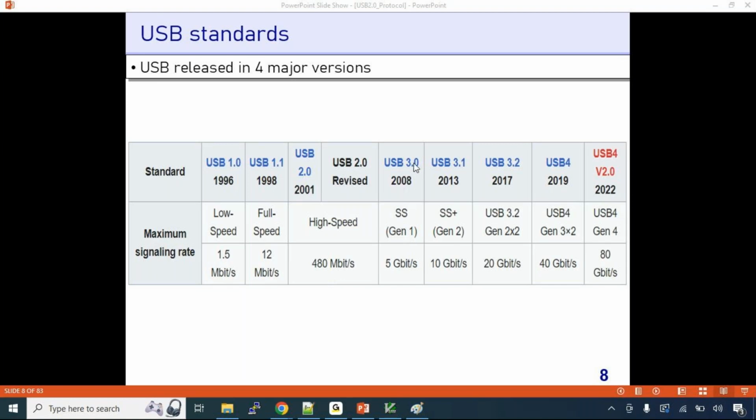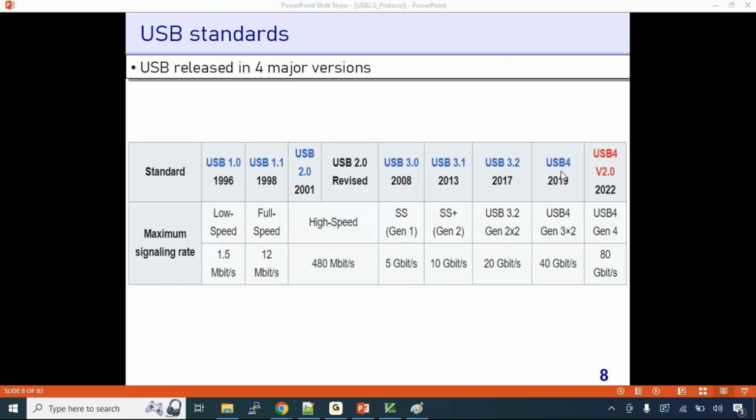So USB 3.0 itself has multiple generations, right? Gen 1, Gen 2, Gen 2 cross 2. They have used different naming conventions. USB 3.0 supports 5 gigabits per second. Then after 5 years, in 2013, they released USB 3.1, which supports 10 gigabits per second. In 2017, they released 3.2, which supports 20 gigabits per second. It was called USB 3.2 Gen 2 cross 2. See, that is how you name it.